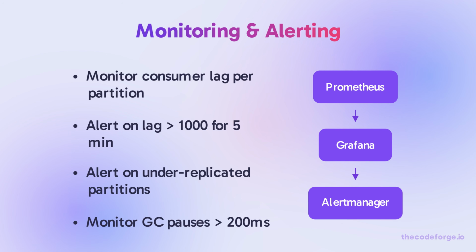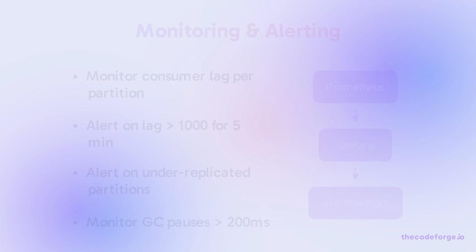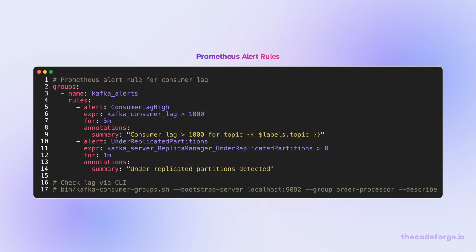Monitor consumer lag, request rate, error rate, and disk usage. Use Prometheus and Grafana. Alert on consumer lag over 1000 for 5 minutes and under-replicated partitions. Set up Prometheus alert rules for consumer lag and under-replicated partitions. Use the CLI to check lag per partition.